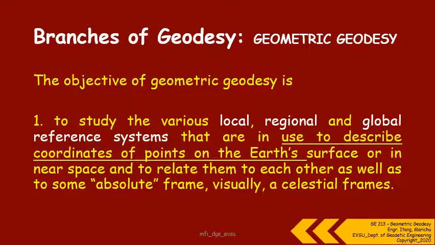Okay, let's focus on the first branch of geodesy, which is geometric geodesy. The first objective of geometric geodesy is to study the various local, regional, and global reference systems. When we say reference system, this will be the basis of our surveys, or the basis for determining our positions. When we say local, this is your actual position, the actual reference system we will use. When we say regional, it is the reference system to be used by the whole Philippines, and global is for everyone, the reference system we use all throughout the countries of the world.